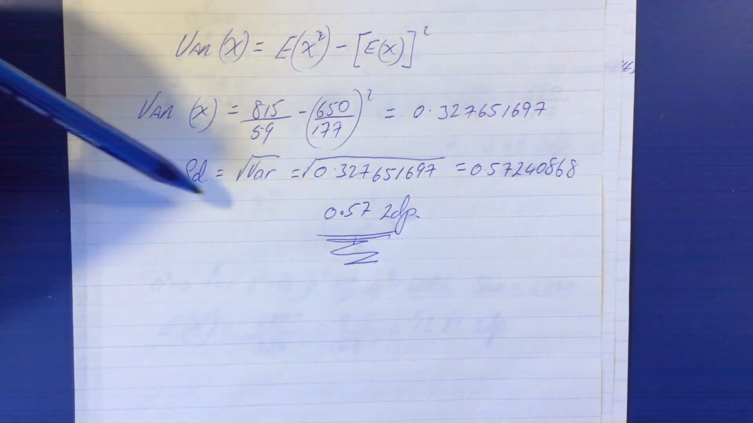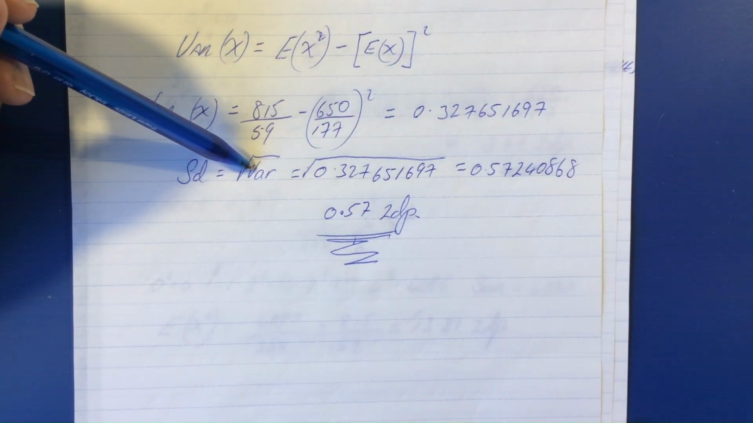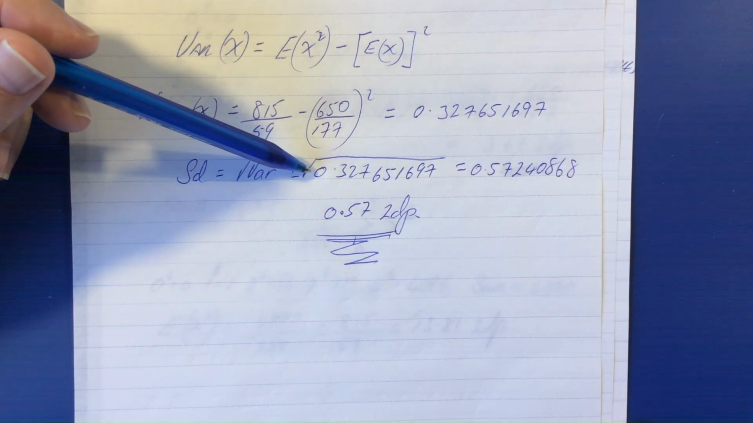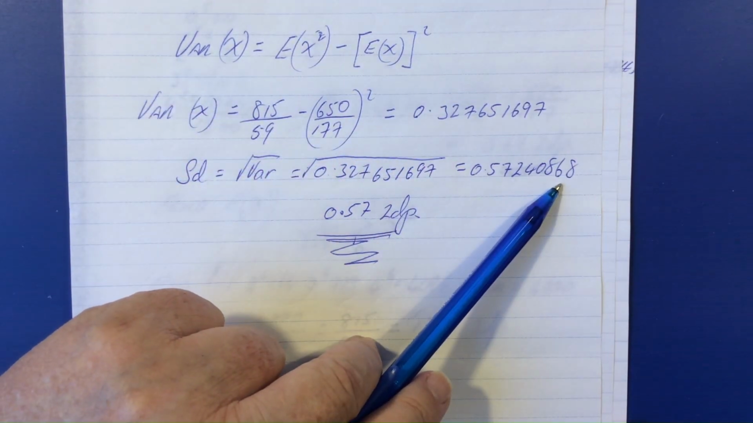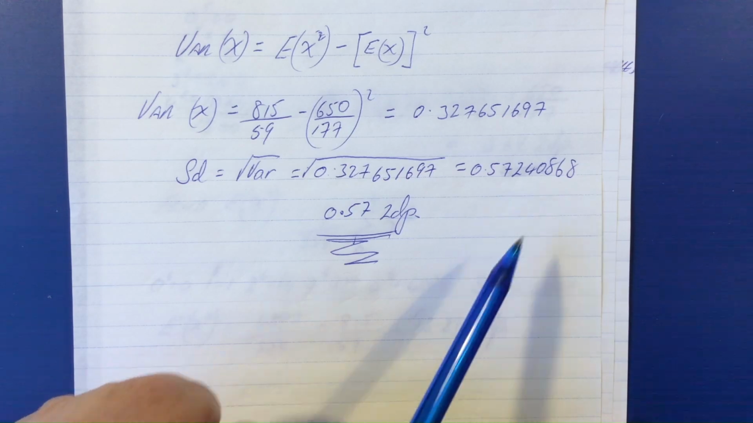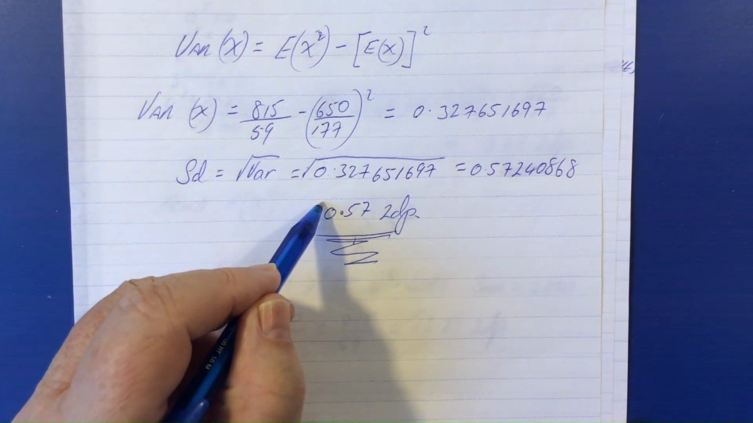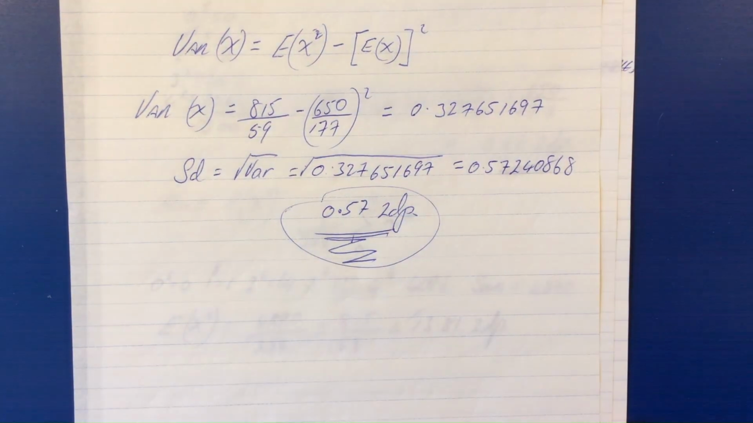Now the standard deviation is the square root of the variance, and therefore we simply take the square root of this number and we get this, which I have then rounded to 2 decimal places, 0.57. And as I mentioned earlier, when I did this on a calculator just using the 2 decimal place numbers, I got 0.6, which is quite a way off 0.57.